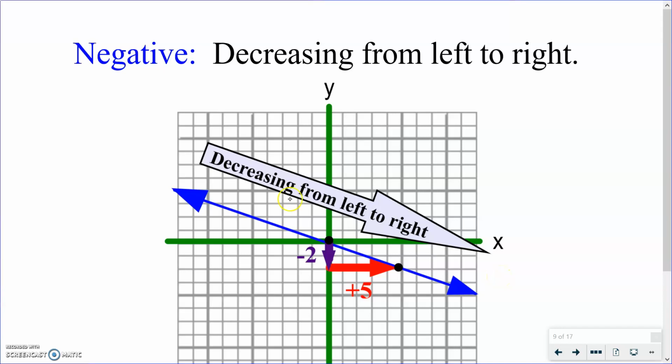Negative would be decreasing from left to right, or if there's a little guy walking on top of the line, he would be walking downhill.